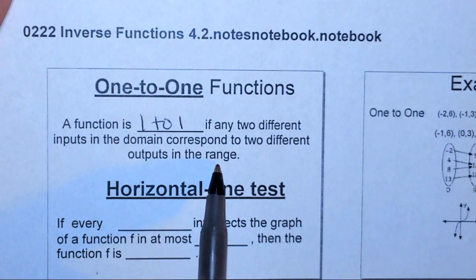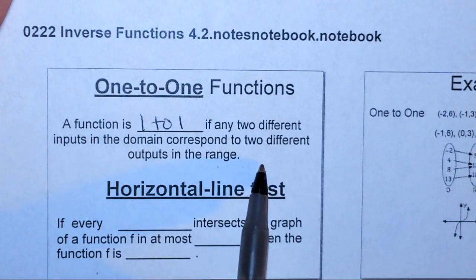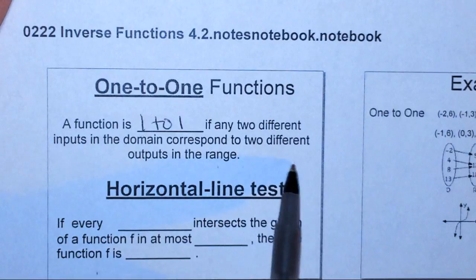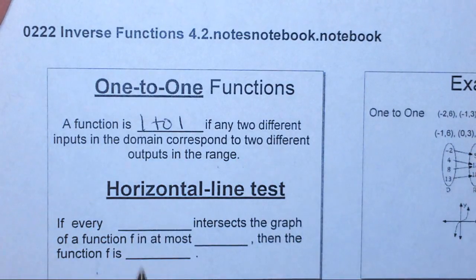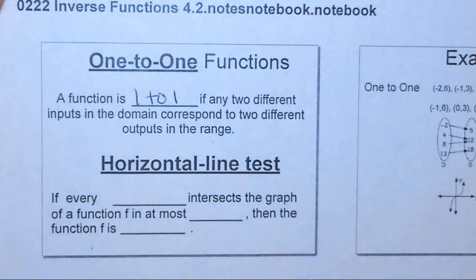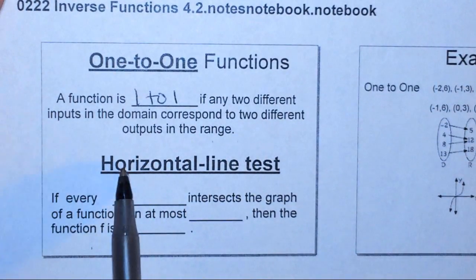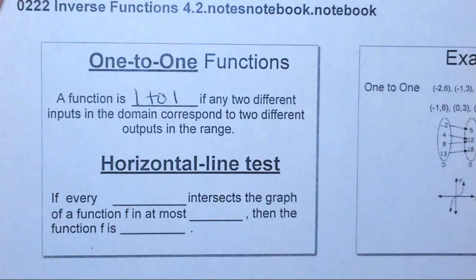So all that really means is that your x's and your y's both don't repeat. So nothing repeats. When we had a function, it passed the vertical line test. To be a one-to-one function, it must also pass what we're going to call the horizontal line test. So we're going to fill in the blanks.